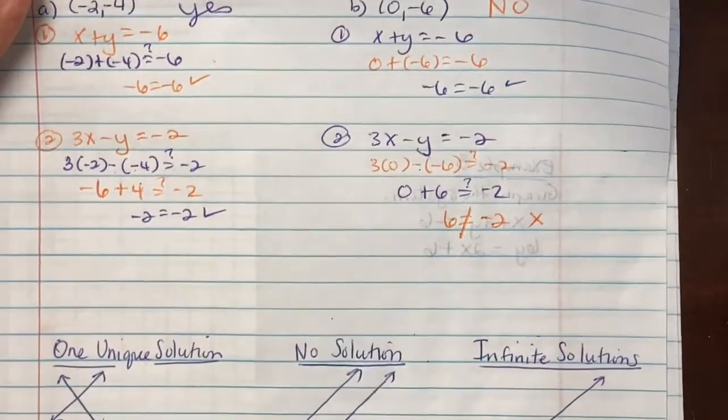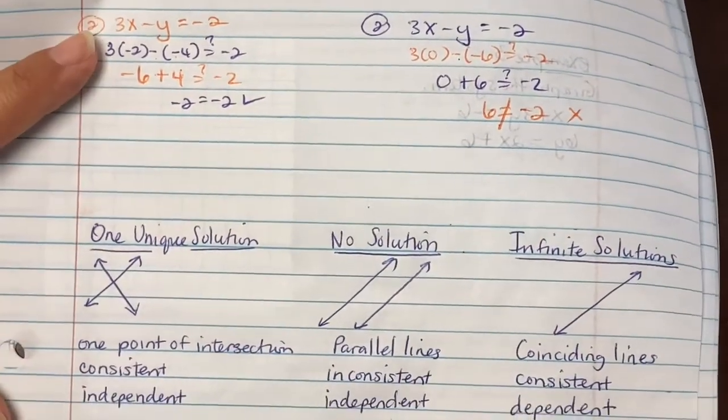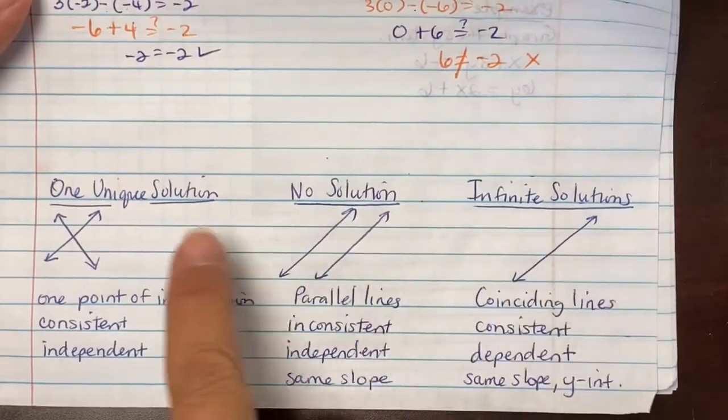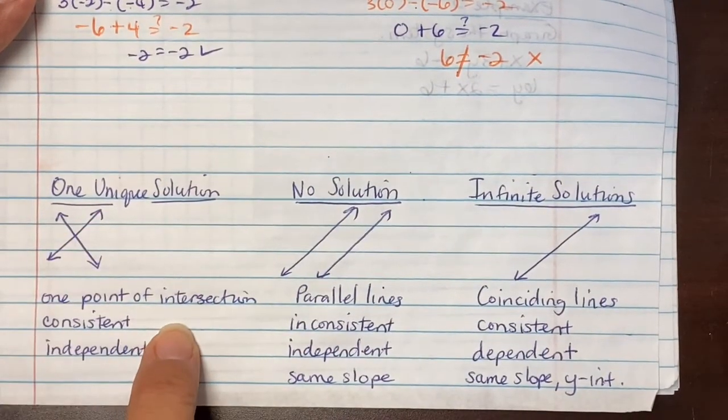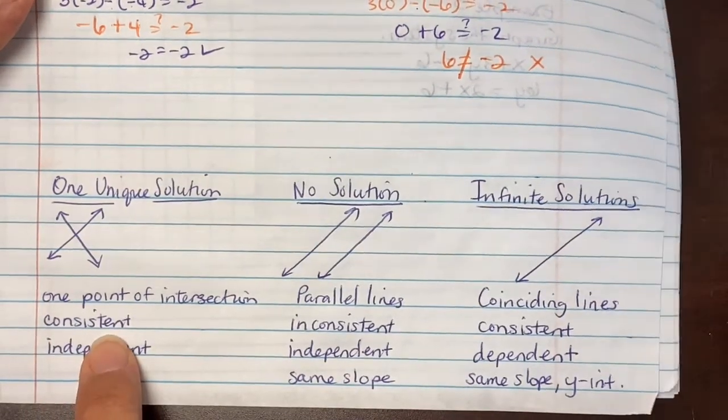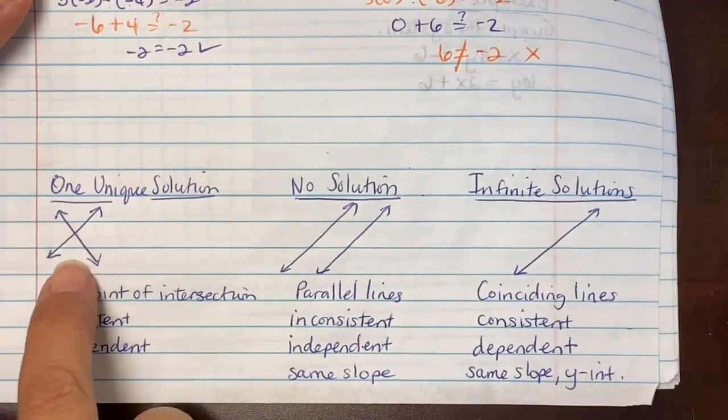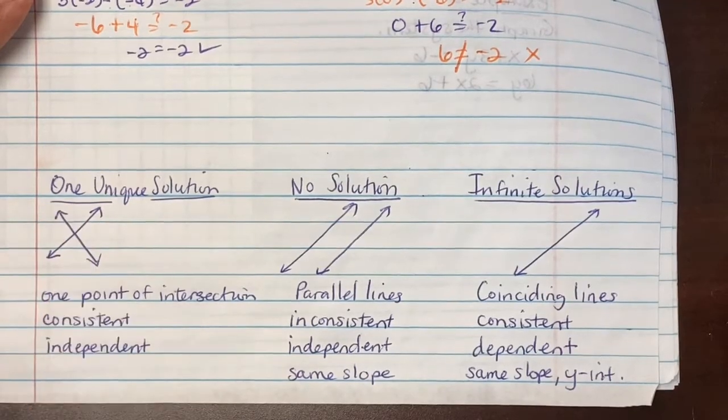Some things about solutions to systems. We may have one unique solution. That's where they cross each other and they have one point of intersection. They are known as consistent and they're known as independent because each one is graphed independently of the other.